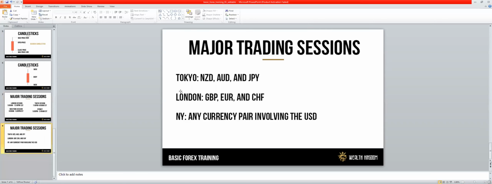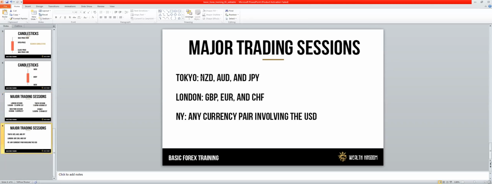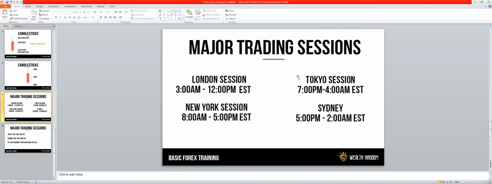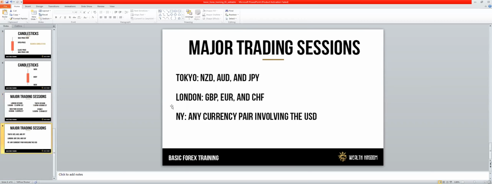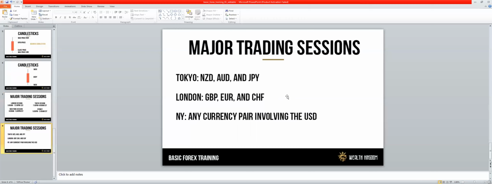All right. So here's an example. During Tokyo session, the New Zealand dollar, Australian dollar, and the Japanese yen tend to move quickly. During London session, the British pound, the euro, and the Swiss franc tend to move a lot. And then during New York session, pretty much any pair that involves the US dollar moves.